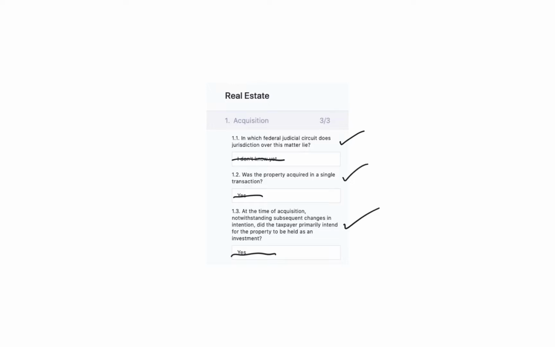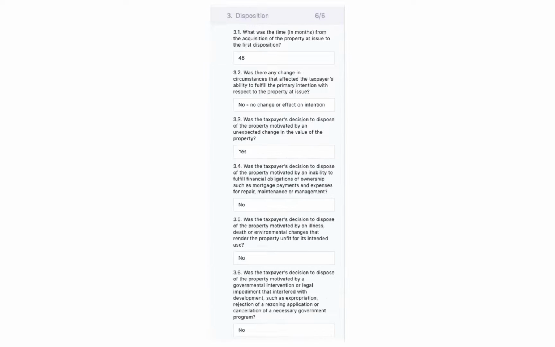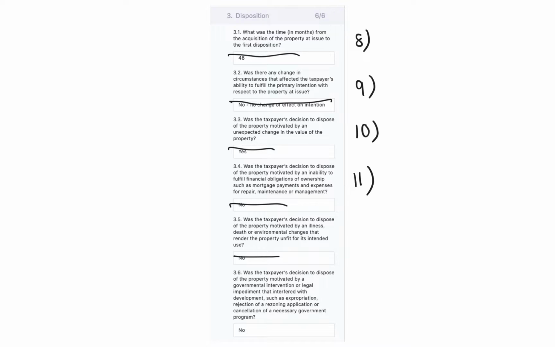Let's go on to the next set of questions, number 2. We've got 3 questions already. Now we've got 4, 5, 6, and 7. So this is question 4, this is question 5, this is question 6, and this is question 7. I'm going to go through all the questions with you in a moment, but I just want to tell you that's how I'm getting this. Then we've got some more on disposition. So this is 8, 9, 10, 11, 12, and 13.